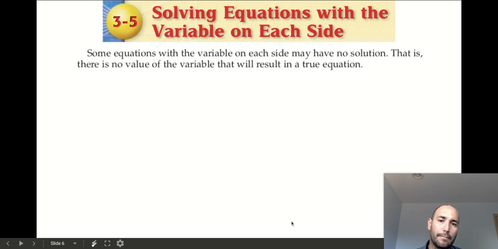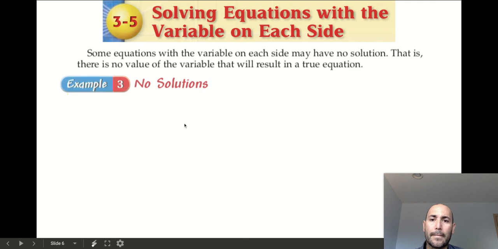It checks out. So some equations that have variables on each side have no solution. This means that there's actually no value that the variable can have that will make the equation true. And that might sound kind of funny, but let's take a look at it. So here's an example that would have no solution.